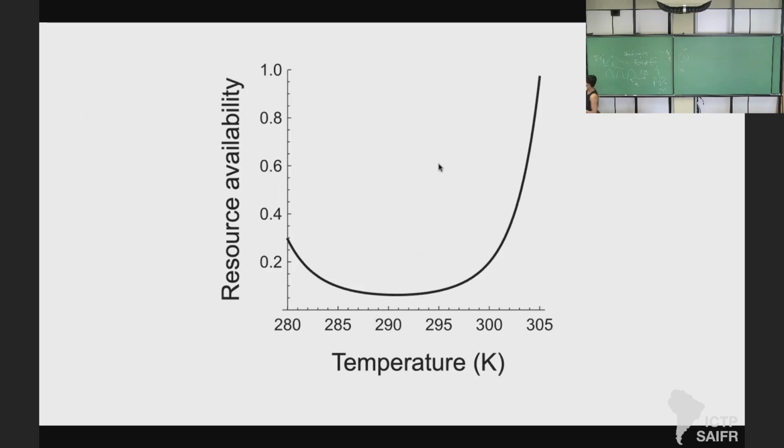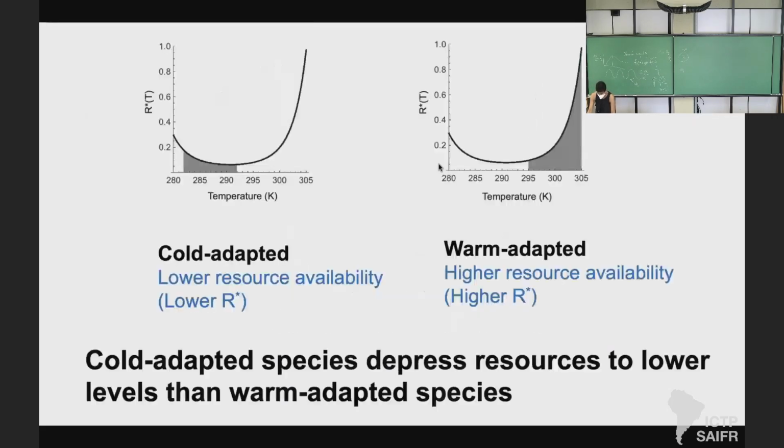What does it mean? Strength of competition: R star is lowest at intermediate temperatures and gets higher at extremes. Interspecific competition is strongest at intermediate temperatures and becomes weaker, which makes sense, right? When it's very cold or very hot, you're not doing anything, you're going to die soon. So now, let's look at the R stars.